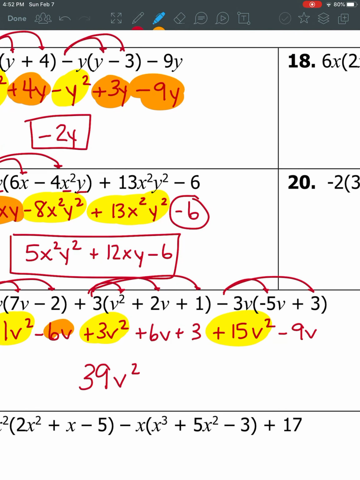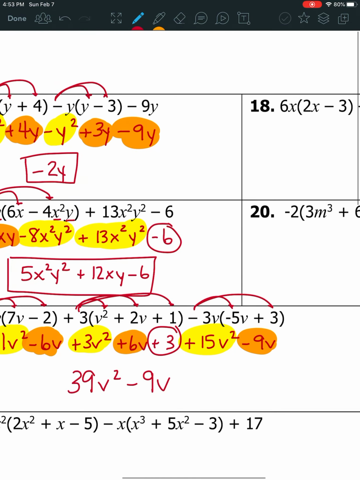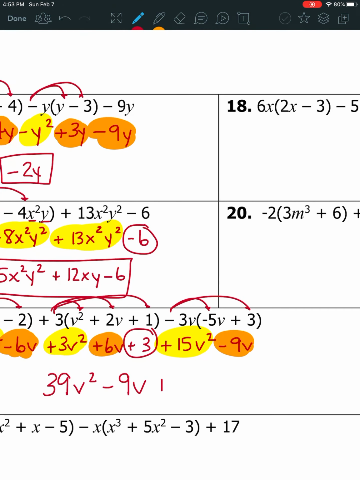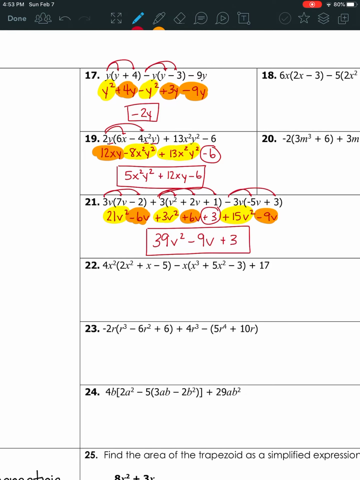Next, I'm going to go to just the variable v, so negative 6v plus 6v. Oop, those cancel out. They're gone. But then we still have that minus 9v, so we'll have negative 9v. And then we just have one constant here. There's no other numbers by itself, so we'll just write it as plus 3. And there is our simplified polynomial.